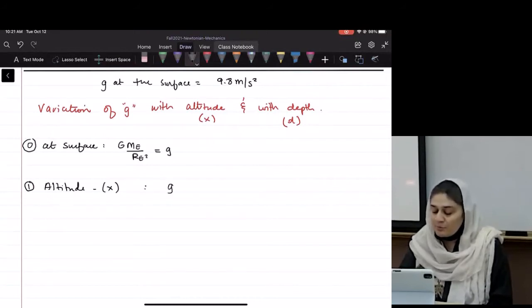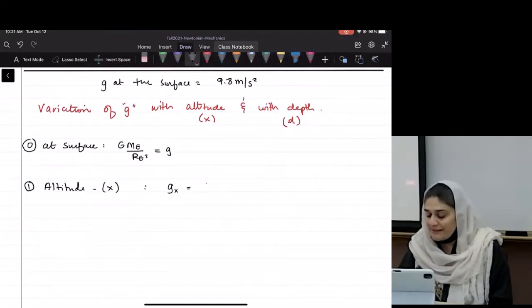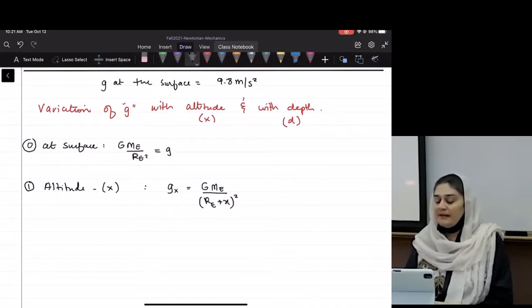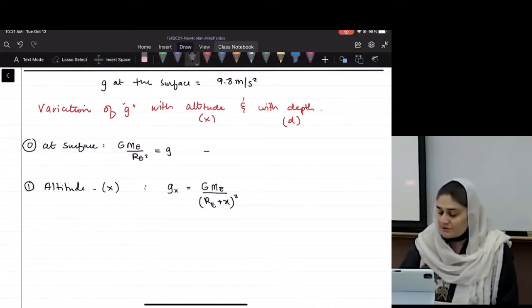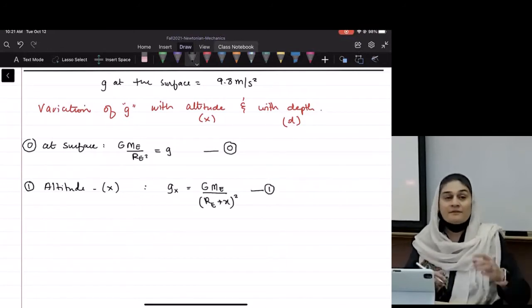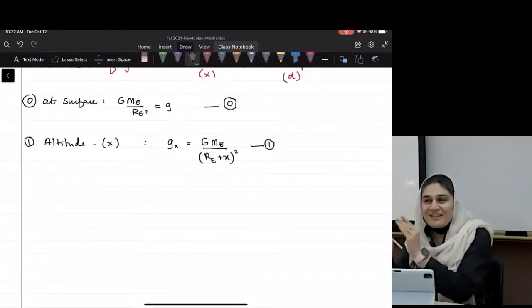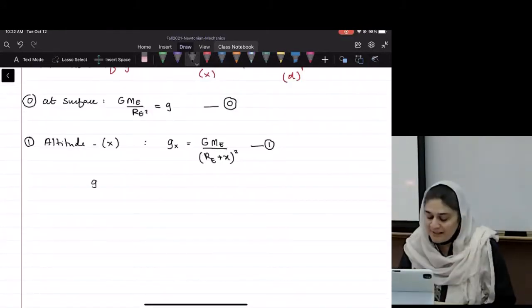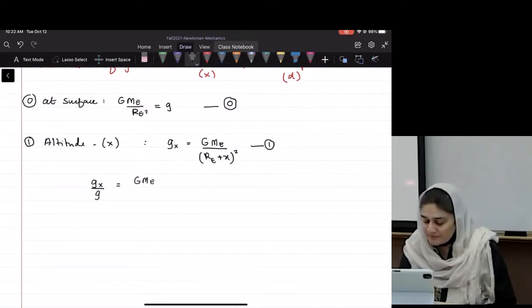As I go up, will my g change? Will I be able to now write G mass of the Earth divided by R, radius of the Earth, plus x squared? Now I have to compare. I'm going to call this equation 0. And I'm going to call this equation 1. So now I have to figure out how much variation is there in g with altitude. May I write this? If I have to compare, is that how we compare things?